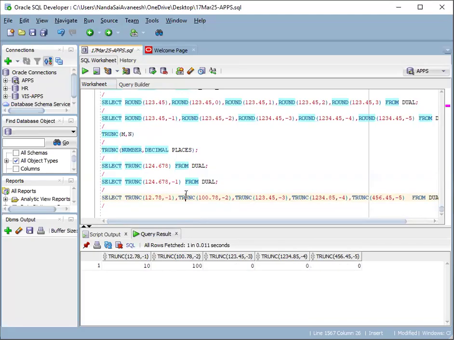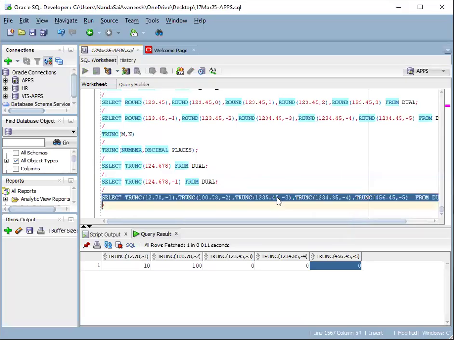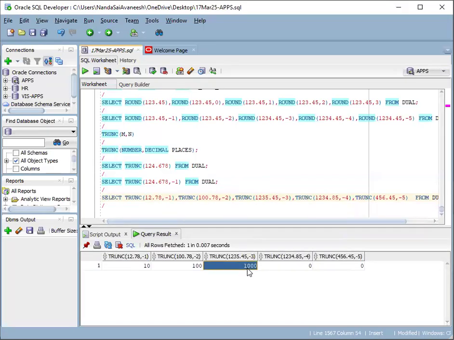So what is happening here? Minus 1 means it is becoming 1 plus 0. Here minus 2 means it is already 100, so no change here. Here 123.45 with minus 3, so the total becomes 0 here. After that everything becomes 0. Suppose if I say here 123.5 is there, 1, 2, 3, 4, 5.45, then it is becoming 1000 here.